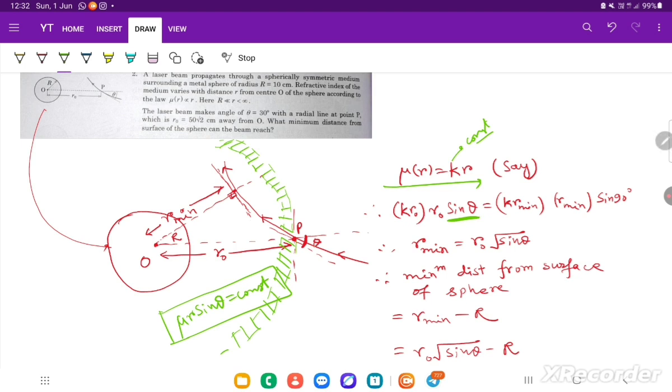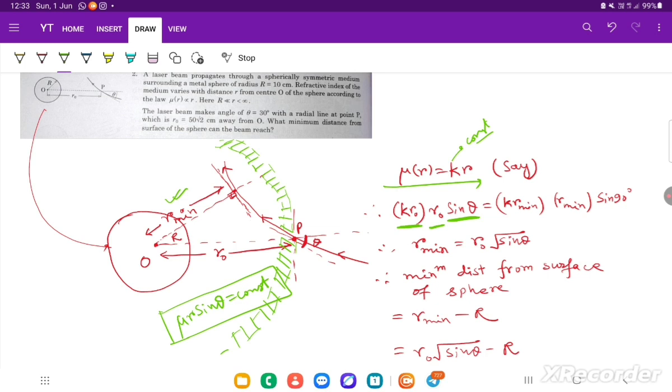So sine theta into r naught, because r naught is the radius of the medium on which it is just falling, and k r naught is its refractive index. And after a certain point, total internal reflection will happen, and the light ray will bend away from the point O. So at the point where the TIR will happen, or we can say the angle of incidence is 90 degrees, R minimum will occur at that point only, because after that the light ray will again move away from point O. So the distance will again keep on increasing.